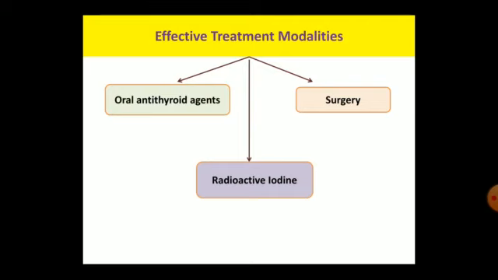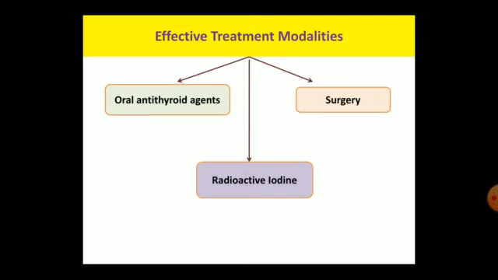If we consider the last one, surgery, it is a definitive therapy, so there is no recurrence, but at the same time there will be permanent hypothyroidism. There may also be hypoparathyroidism if the parathyroid gland is simultaneously removed. Surgery is also not possible in old age or even in middle age if the person has significant comorbid conditions. And surgery is technically difficult in the pediatric age group.